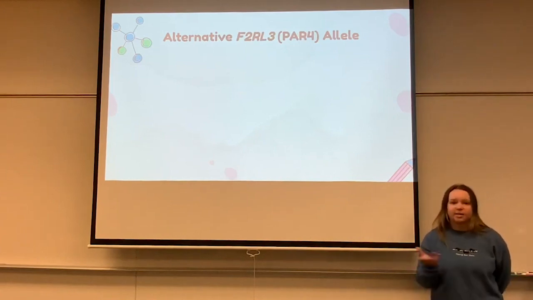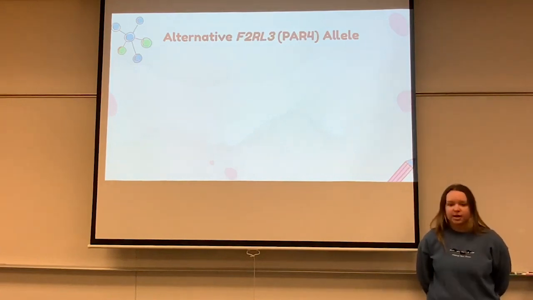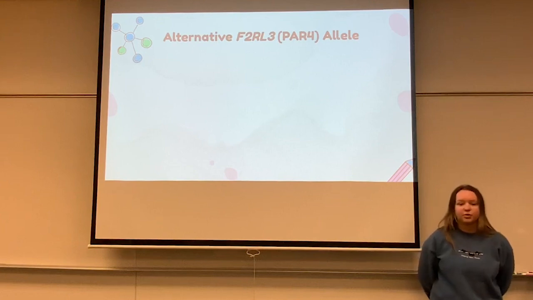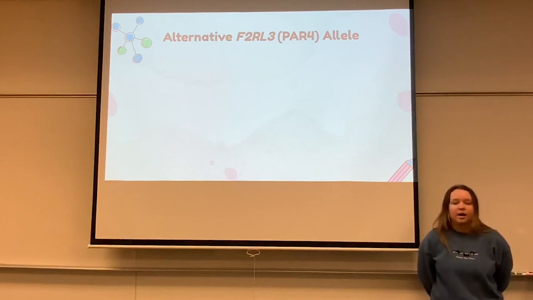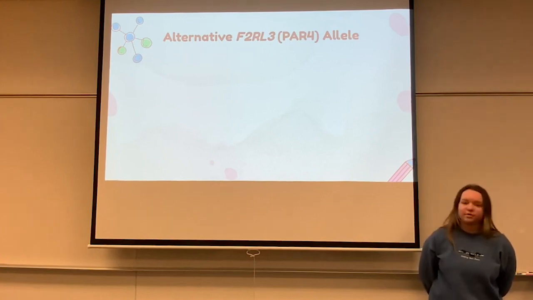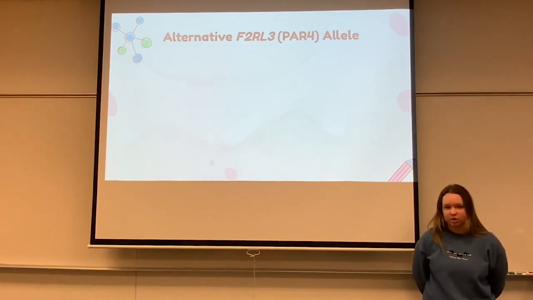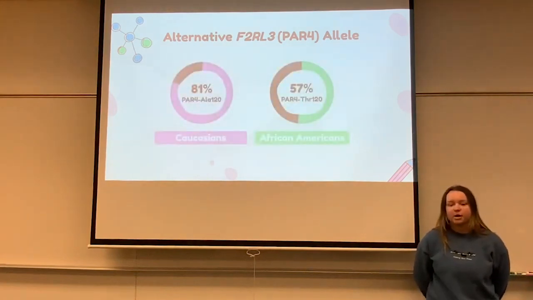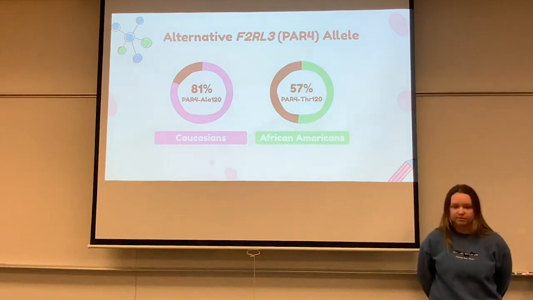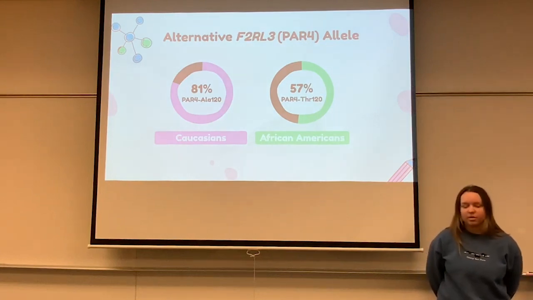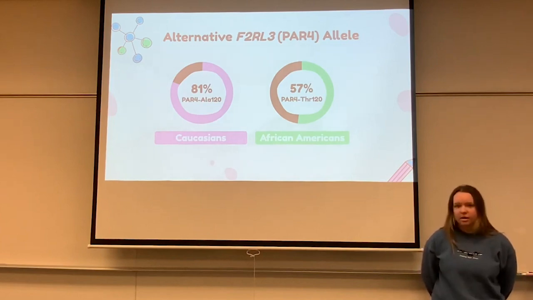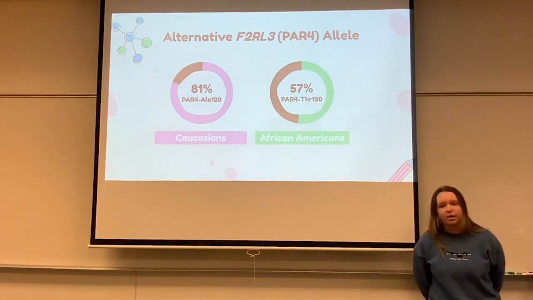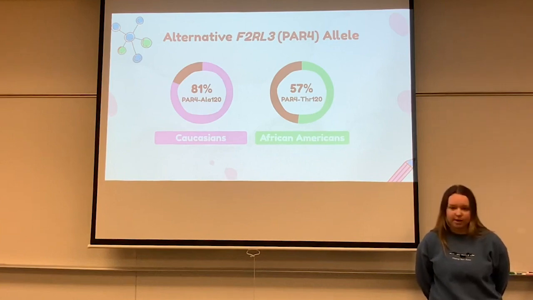So to add into the biology that backs up our project, the gene called F2RL3, which codes for the PAR4 protein, has some alternate variants that occur in some different populations. This variant manifests in the 120th amino acid in the PAR4 protein. Typically, and in most of the population, this codes for an alanine amino acid, but in some populations, it codes for a threonine amino acid.